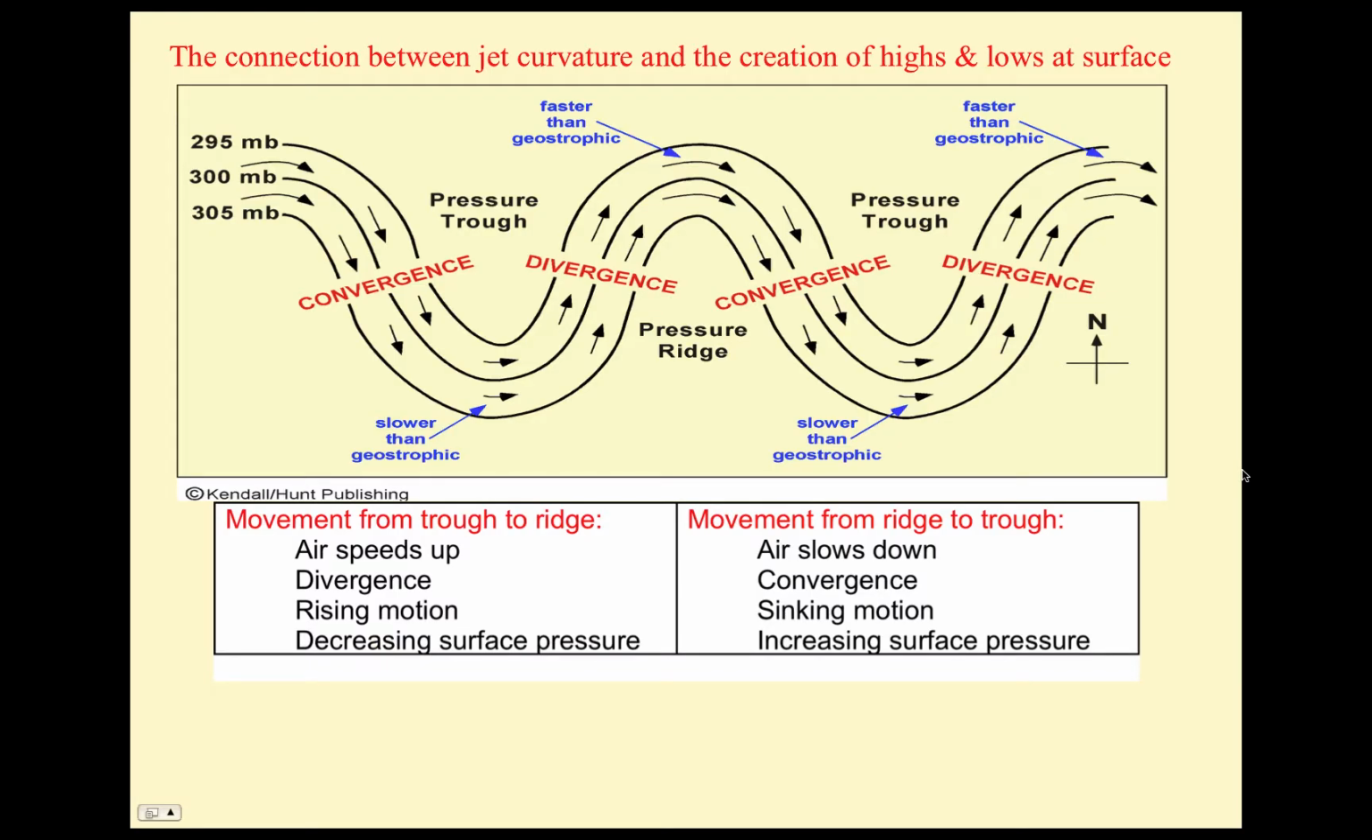So that any time when the jet has curvature to it, there's difference in the speed of parts of that jet, and this can lead to the creation of high and low pressure at the surface, in what's called a dynamic creation of high and low pressure at the surface. So let's look at this. We're looking at about the 300 millibar level in the atmosphere, way up where airplanes fly, so very high in the atmosphere, above the level of where friction is an important effect.